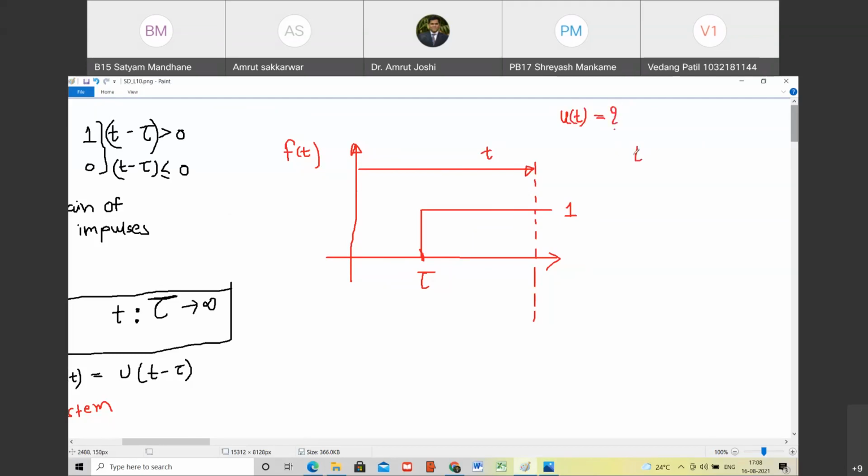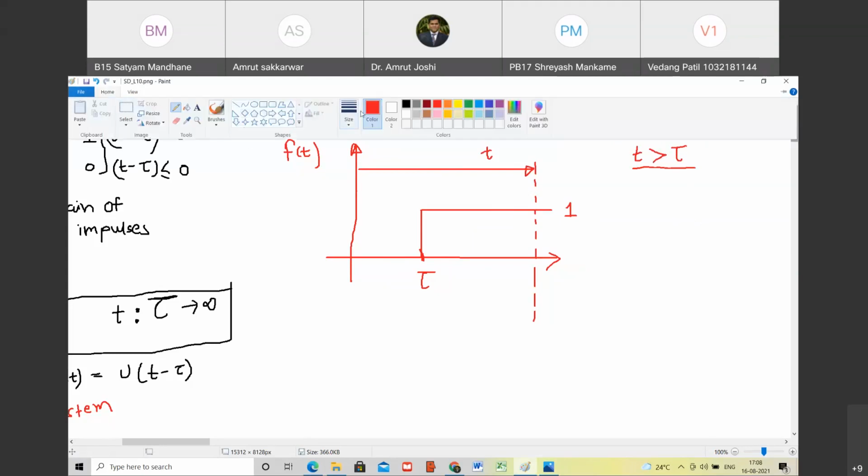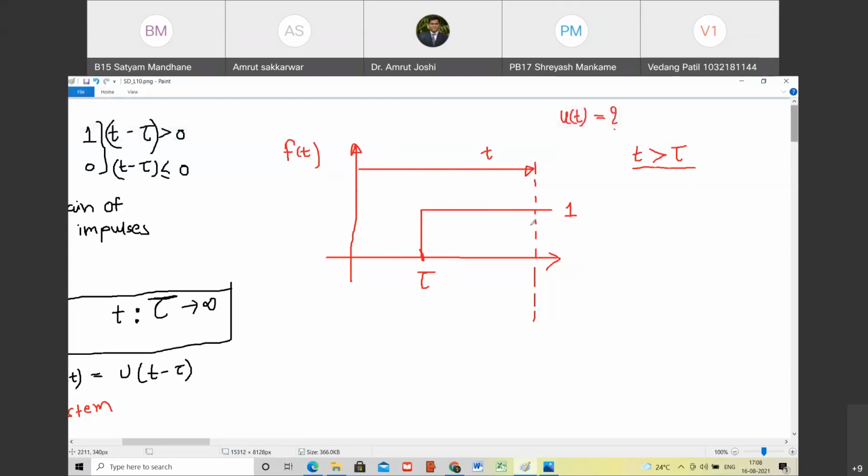U of t is what? For all the values of t greater than tau, because for the values of t less than tau, the response is going to be 0. So this is what I am interested in. Now, what did I do for that? I have divided this entire load signal up to time t into small strips. Look, 1, 2, 3, 4, I divided it into n strips. Are you with me?